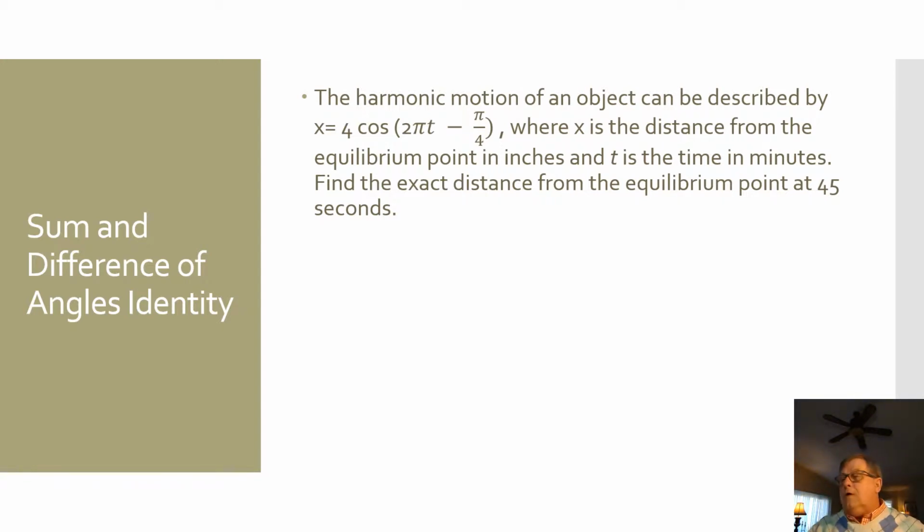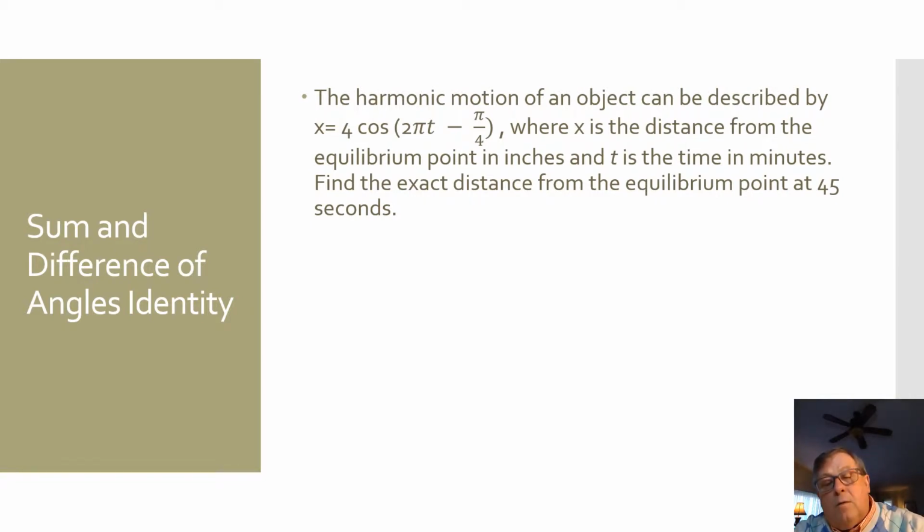All right, well, the joys of a word problem while we're studying sum and difference of angles identities. Let's see, we've got the harmonic motion of an object can be described by x equals 4 times the cosine of 2 pi t minus pi over 4. Well, there's our function, where x is the distance from the equilibrium point.